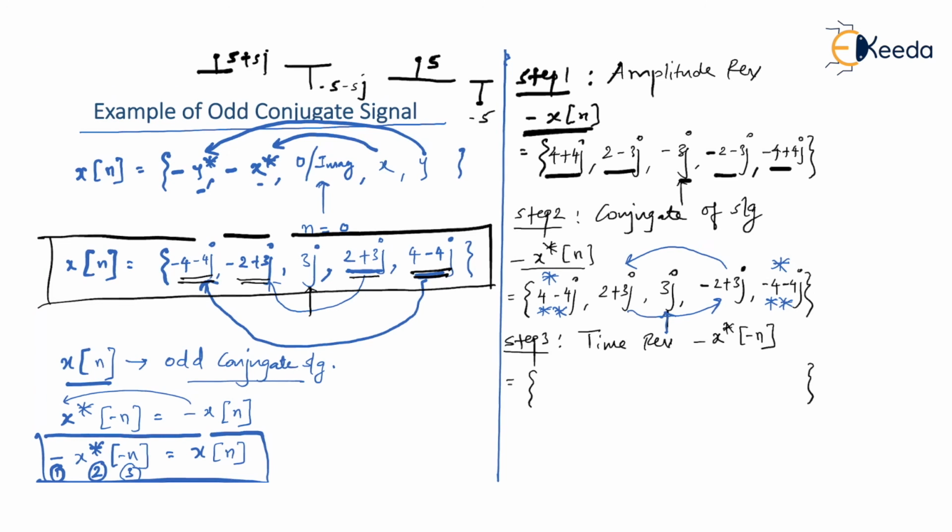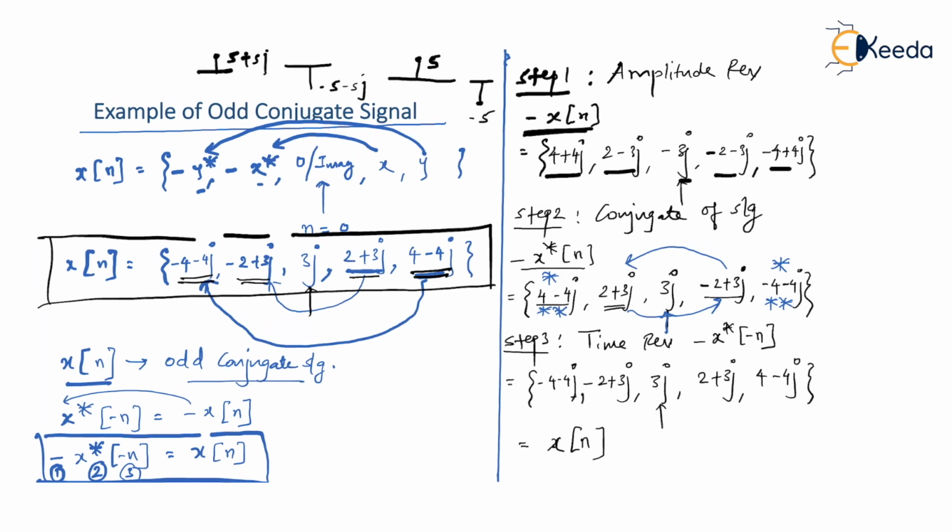So as per our discussion, the n equal to 0 position component will remain the same, 3j. Minus 2 plus 3j will be replaced with 2 plus 3j, and minus 4 plus 4j will be replaced with 4 minus 4j. Then 2 plus 3j will be replaced with minus 2 plus 3j, and finally 4 minus 4j will be replaced with minus 4 minus 4j, and this is the n equal to 0 position. So see to it, this is absolutely equal to x of n. So see that we are getting back to x of n only.